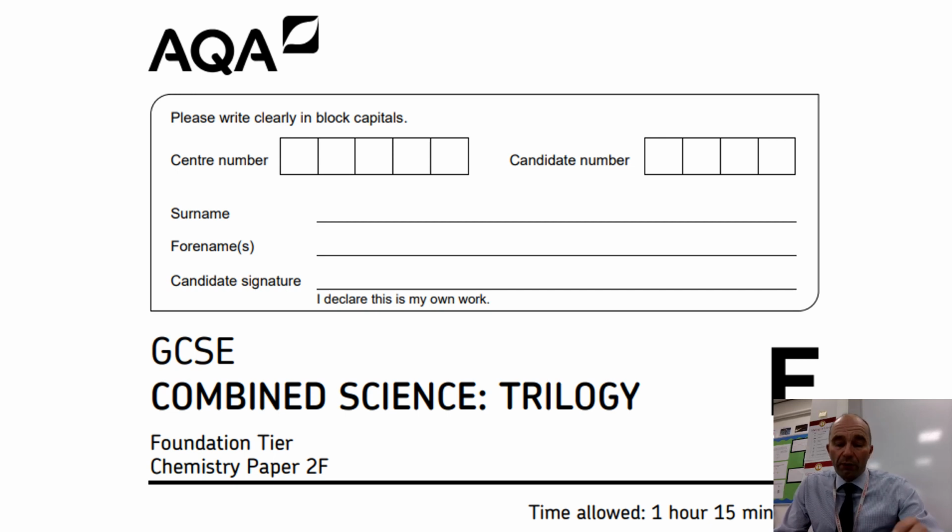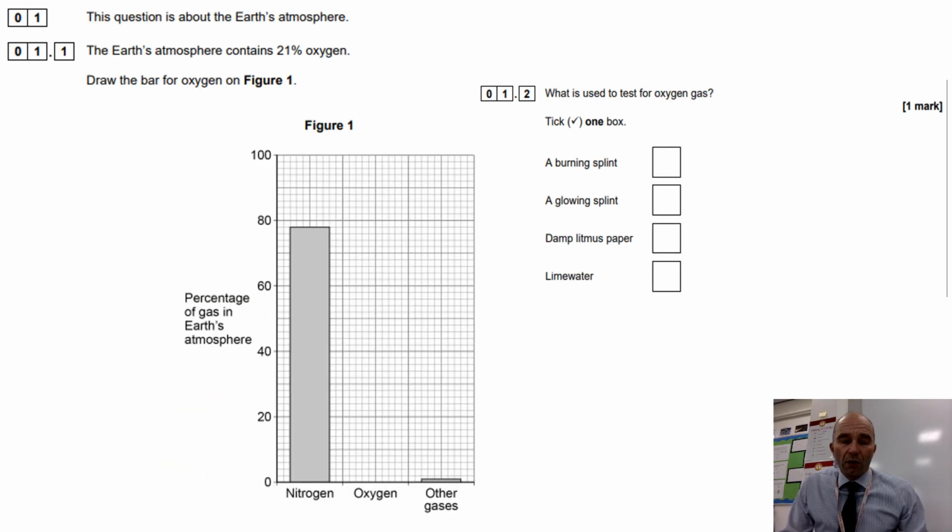We're going to go through the Combined Science Foundation Level Chemistry Paper 2 today. The first question is all about the Earth's atmosphere. Now, first question, Earth's atmosphere contains 21% oxygen.